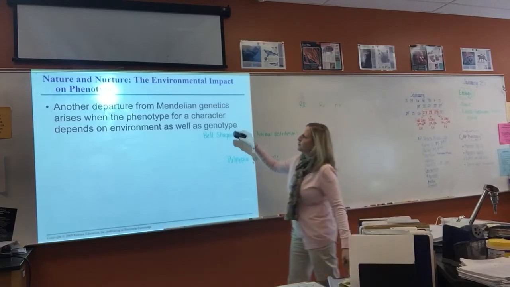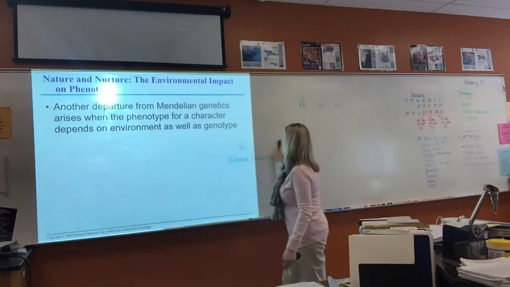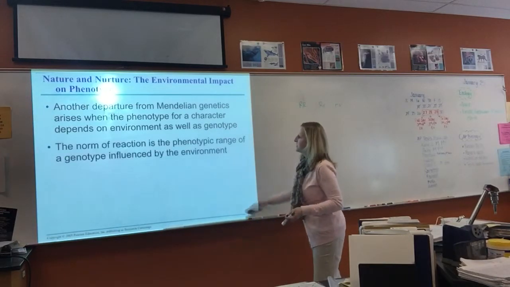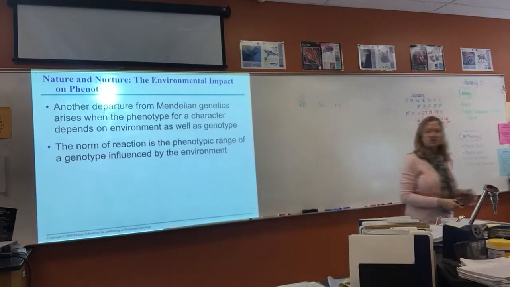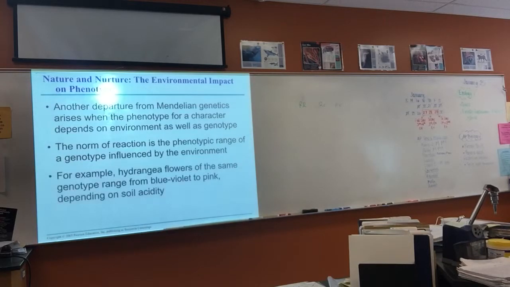So the phenotype for a character, remember whenever you see the word character, it's trait, depends on the environment as well as the genotype. And so this, what's called the norm of reaction, is the phenotypic range of a genotype influenced by the environment. So how much is the genotype influenced by the environment and change the phenotype? Let me give you an example of a situation that would be the case.